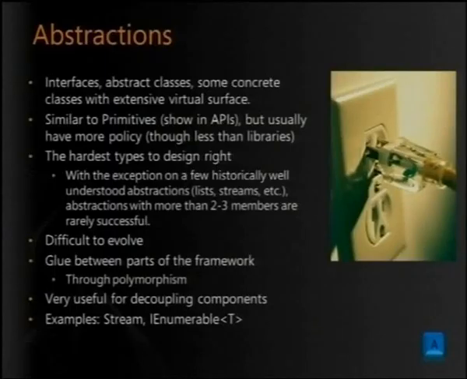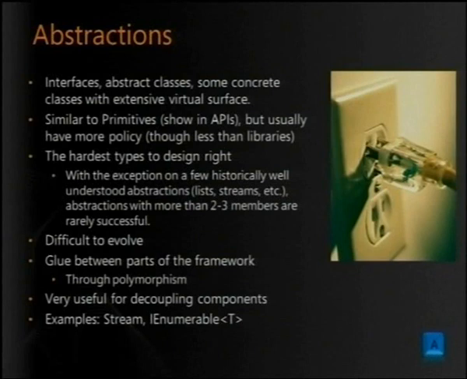So the second group is abstractions. Abstractions are kind of on the borderline between primitives and libraries. And they are in fact the hardest types to design. And we spend the most time designing them.